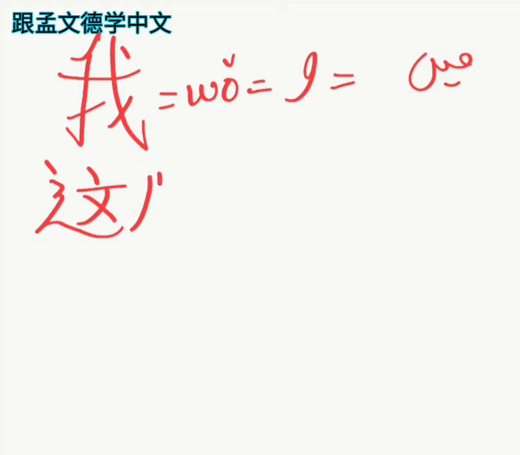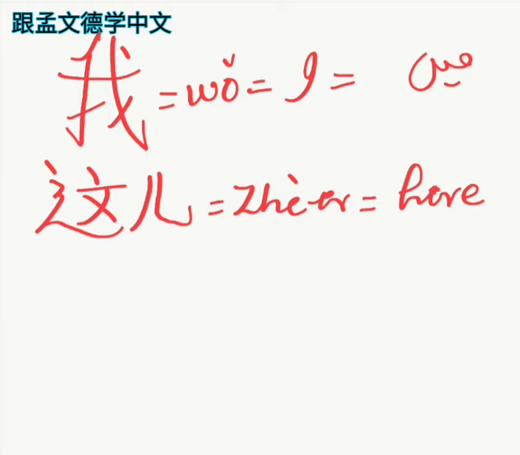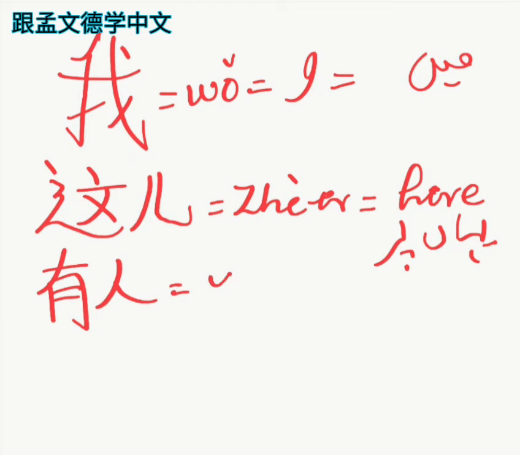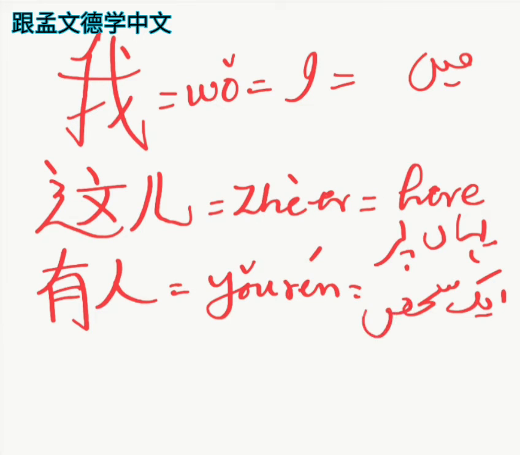And how to write 这儿, here, यहाँ पर. 有人, 有人 एक शख्स है. A person, have a person.